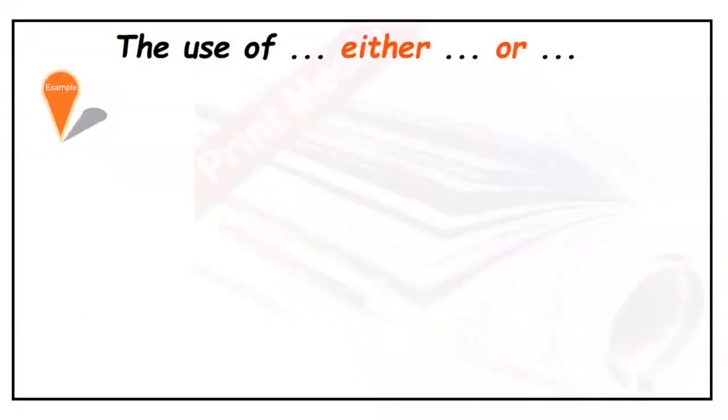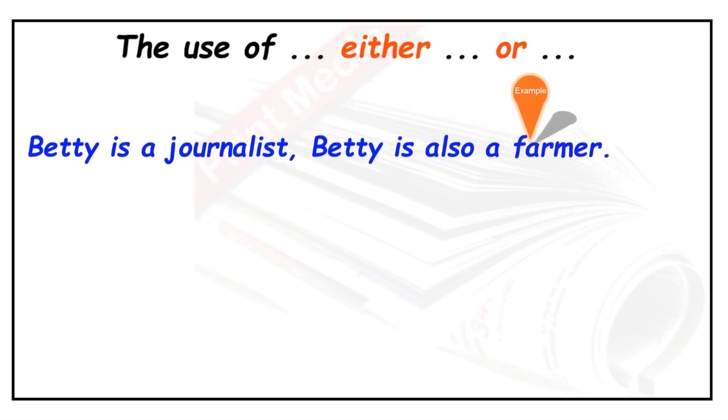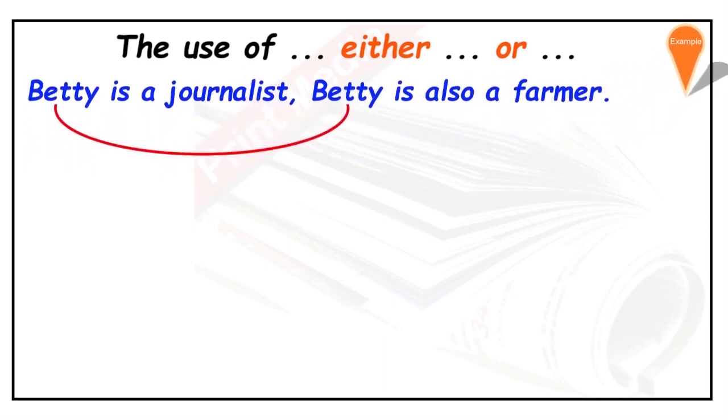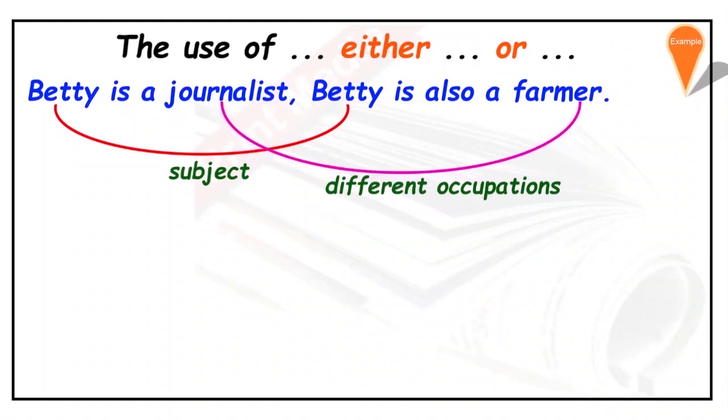I can have one example for you, my dear great viewer. We can say, Betty is a journalist, Betty is also a farmer. When you look at that sentence, we have one subject. In this sentence, our subject is Betty, but she has two occupations at the same time. Betty is a journalist and Betty is also a farmer. So it is one subject, that is Betty, but having two occupations.